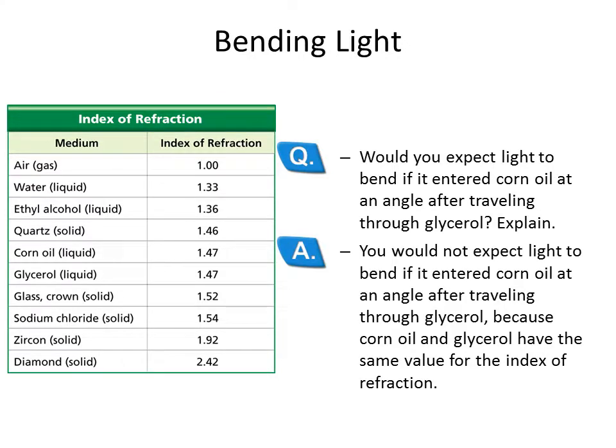So here we have the answer. You would not expect light to bend if it entered corn oil at an angle after traveling through glycerol, because corn oil and glycerol have the same value for the index of refraction.